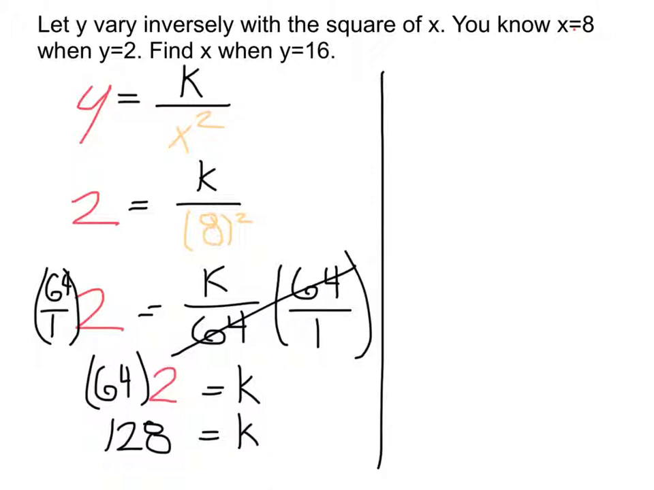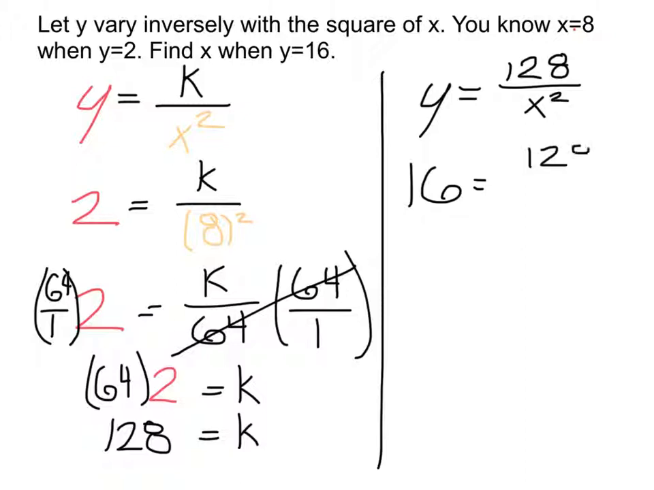Now we have a much better situation where we have an actual equation. Y equals 128 over x squared. So they're asking me to find x when y is 16. Okay, let me go ahead and substitute in 16 for my y. So I'm going to put in 16 equal to 128 over x squared. Okay, I'm going to multiply both sides by x squared. Oops, meant to put that over 1.